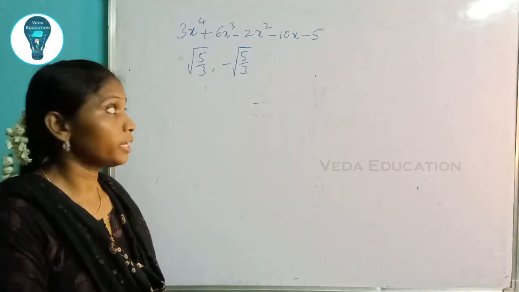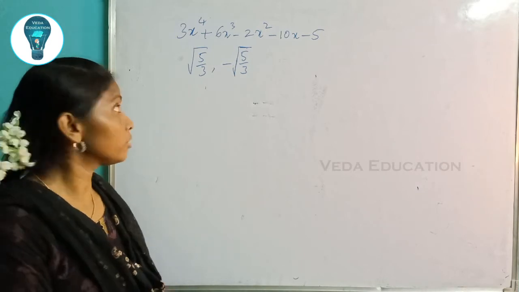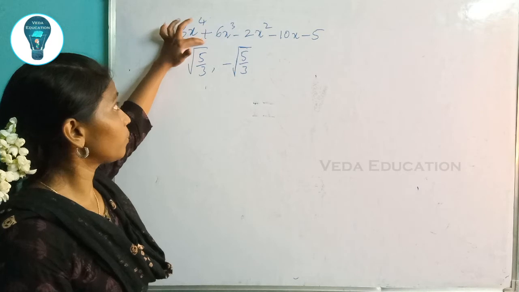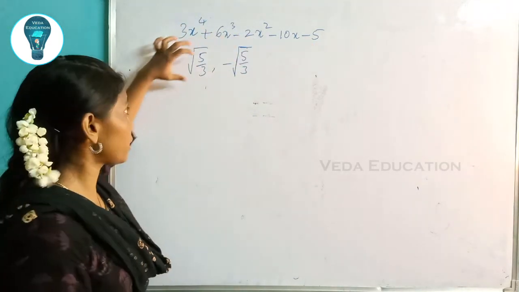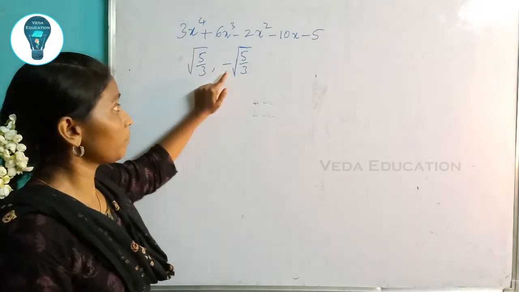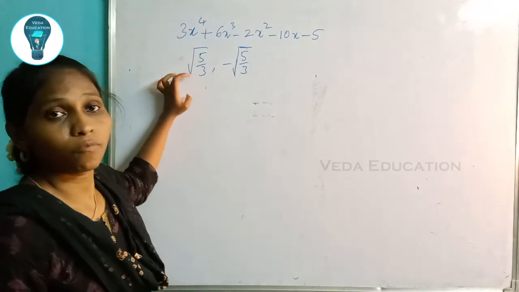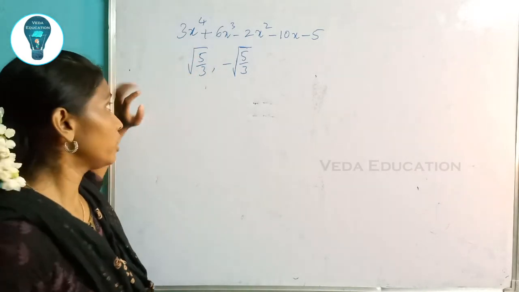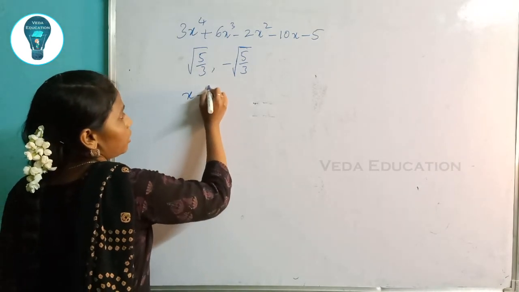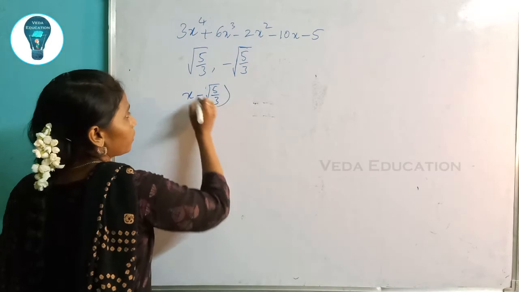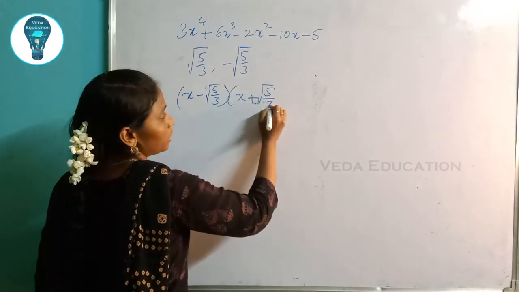Now here we have an exercise problem. They asked to find the other two zeros. The polynomial is 3x to the power of 4 plus 6x cube minus 2x square minus 10x minus 5. The given zeros are under root 5 by 3 and minus under root 5 by 3. You may be confused about what to do if they are given in fractional form. First of all, convert into linear polynomials: x minus under root 5 by 3 and x plus under root 5 by 3.